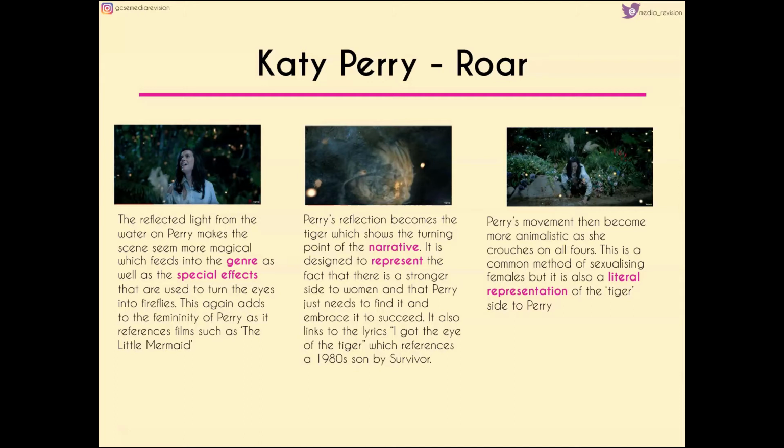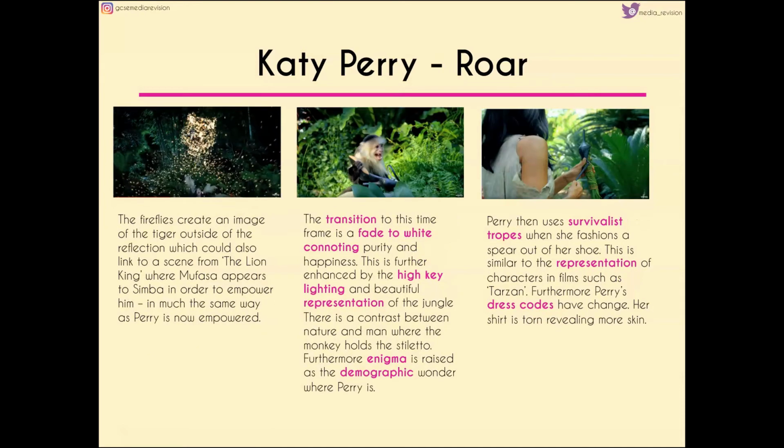So again, it would reinforce this idea that there is a stronger side to women and that Katy Perry just needs to look inside herself and find it. It also links to lyrics, "I got the eye of the tiger", which again references this 1980s song by Survivor, and again the visuals are very, very similar to Disney films like The Lion King, for example. Perry's movement becomes very animalistic. She's on all fours. This is a common method of sexualizing females, but in this instance is more of a literal representation of the tiger side to Katy Perry.